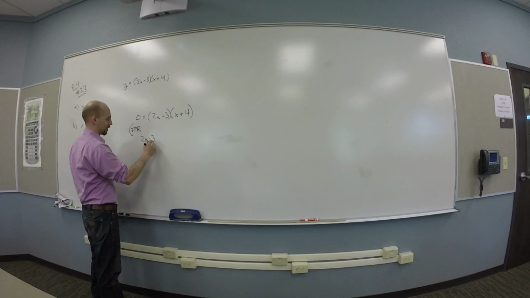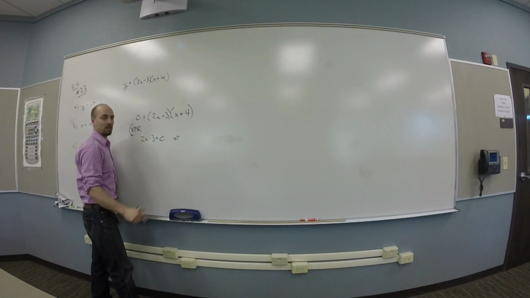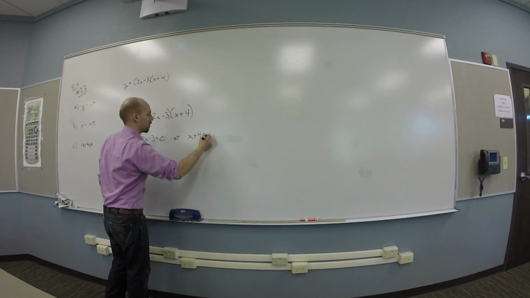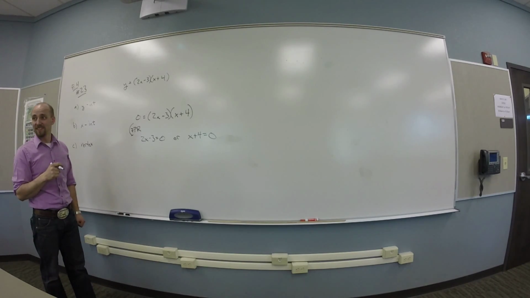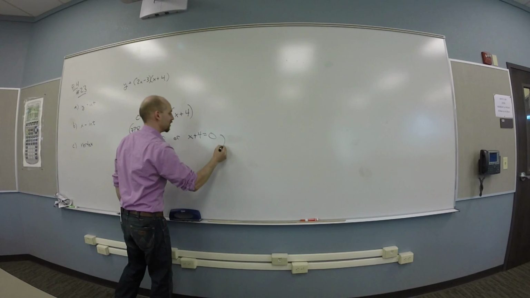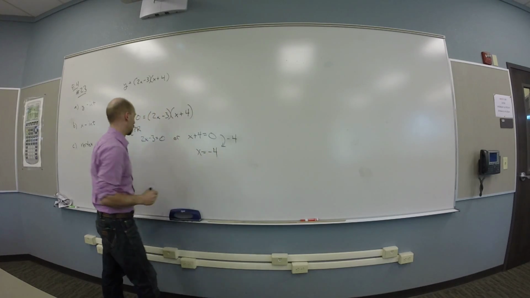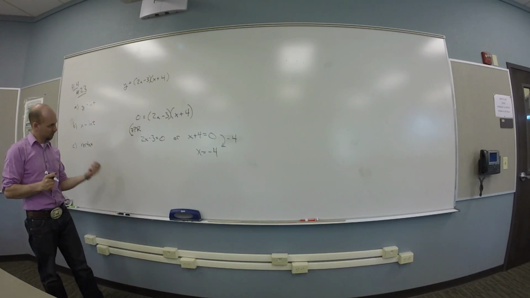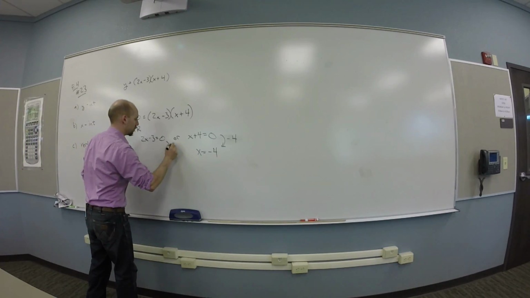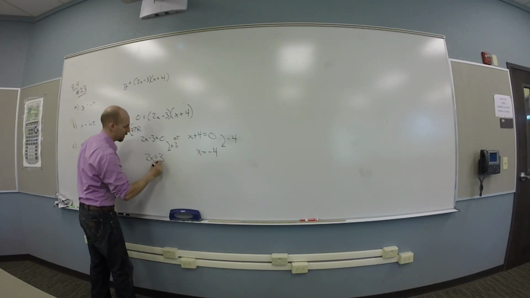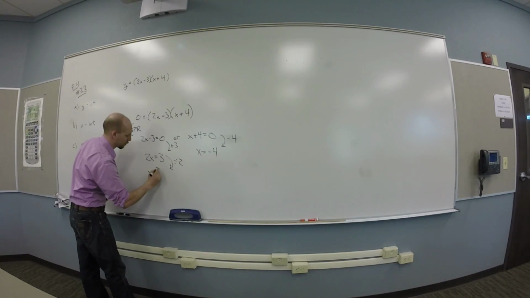So I've got 2x minus 3 is 0 or x plus 4 is 0. Okay. Which one's easy? X plus 4 is 0 is easy. I subtract 4 from both sides. I get x is negative 4. How about this guy? 2x minus 3 is 0. What do you do with that? Okay, so we add 3. We get 2x is 3. Then what? Divide by 2. So you get x is 3 halves.